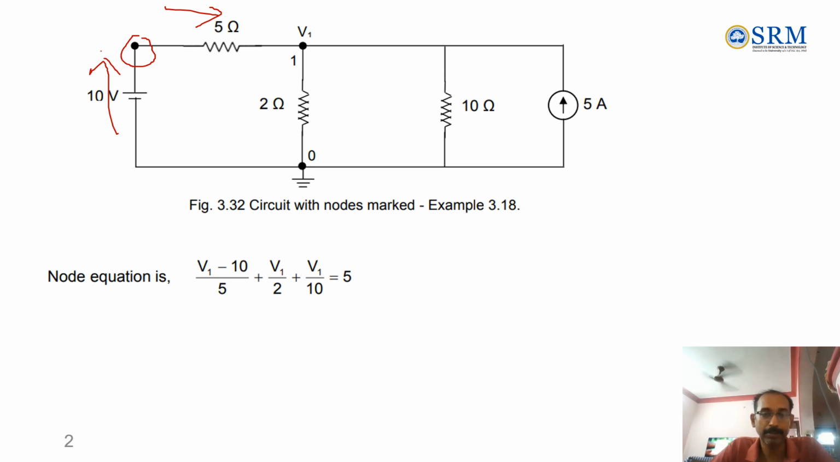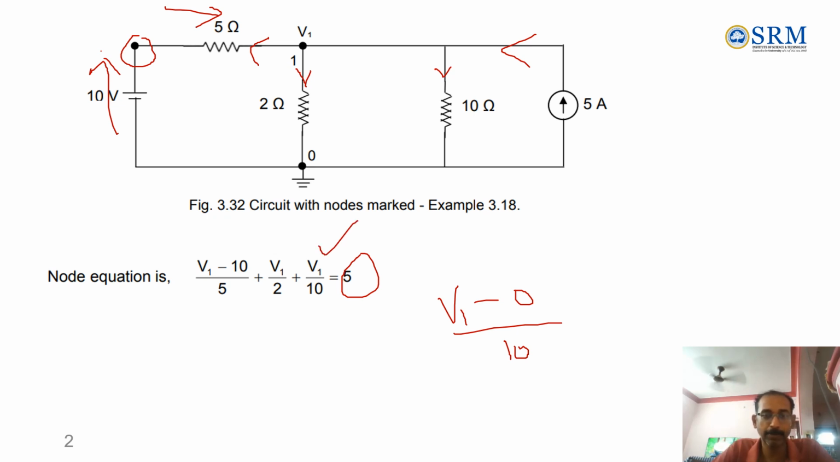The nodal equation: V1, this potential, minus 10 by 5. It means that this is the entry current, as far as this node is concerned. The rest of the branches have leaving currents, like that we will assume. The entry current is equal to this one, 5. Next one is V1 by 10, the same voltage V1 divided by 10. In fact, this one is V1 minus 0 divided by the resistance 10. Again, the 5 ampere current is equal to this current plus this current plus this current, these three currents.